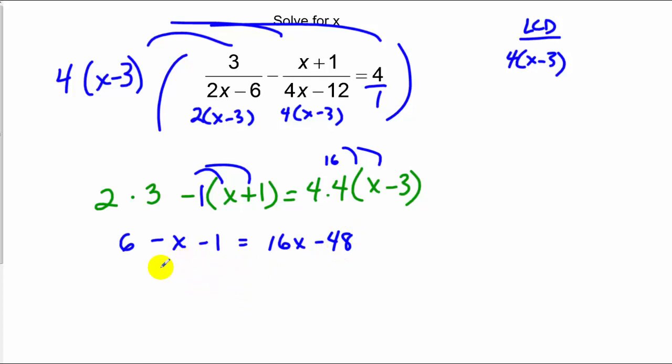Again, let's start grouping terms. Add x to both sides and 48 to both sides. End up with 17x on this side. That's 54 minus 1 is 53. So x is 53 over 17.